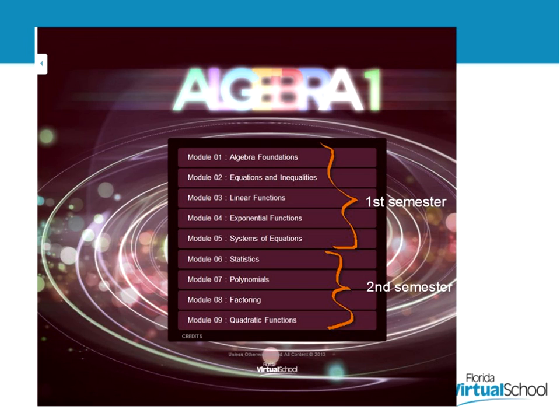Now, when you click on your lessons, you're going to get a page that looks very similar to this. You have 9 modules in the whole course. The first semester is chapters 1 through 5, and the second semester is chapters 6 through 9. If you're only taking this course for the second semester, you start in Module 6, but know that all of the lessons are there in case you ever have to go back and review something like how to solve an equation or something like that.